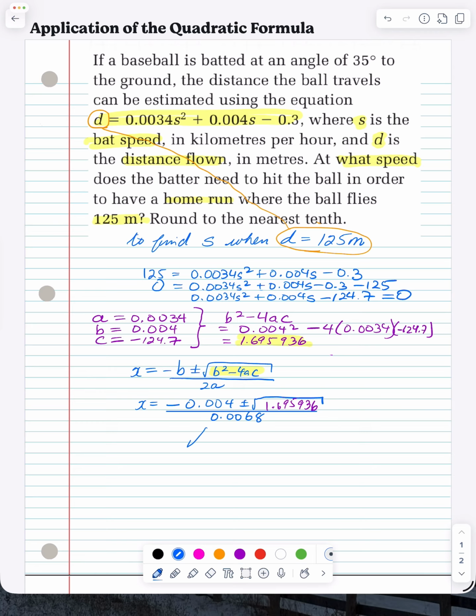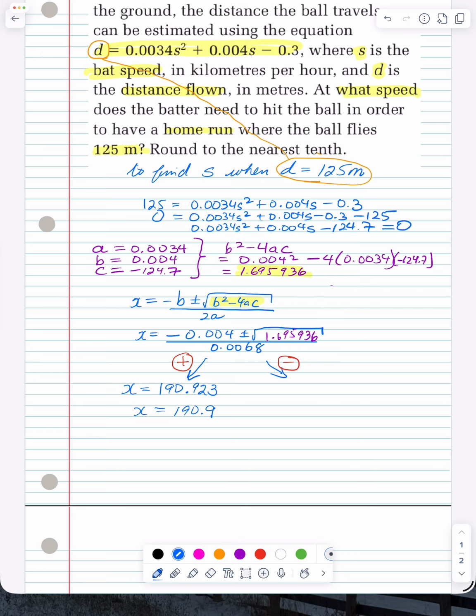Using my calculator, I will have two values. One is going to be coming from the addition. One is going to be coming from the subtraction. Once I substitute all of this into my calculator, for the first x value, I will have 190.923. The question is asking to round off to the nearest tenth, which is 190.9. And when I use the subtraction, I get negative 192.1. And I know that this negative is invalid. You cannot have a negative speed in this case.